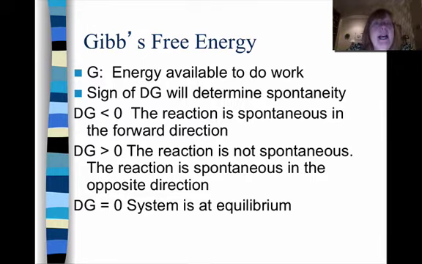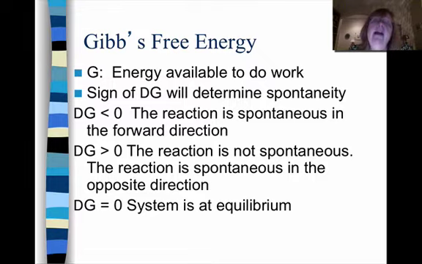And like I said, the sign of delta G will determine if the reaction is going to be spontaneous or not. So, if delta G is negative, or less than 0, that means that the reaction is spontaneous in the forward direction that it is written. If delta G is positive or greater than 0, then the reaction is not spontaneous in the direction that it's written, but it would be spontaneous in the opposite direction.